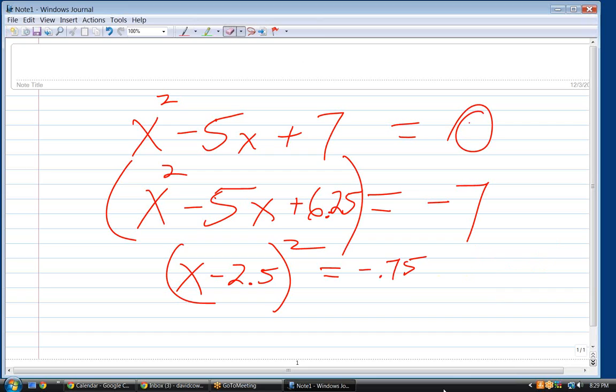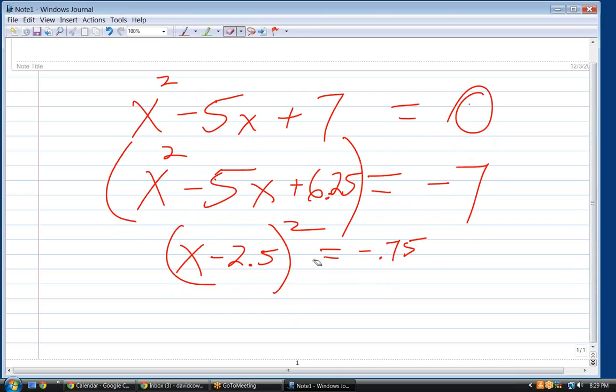With me? Yep. Now I can solve it by taking the square root of both sides. So if I take the square root of the left, I get that. What do I get when I take the square root of the right? You get an imaginary number?